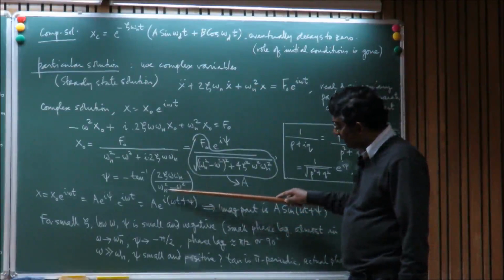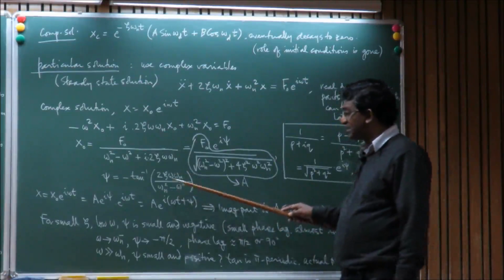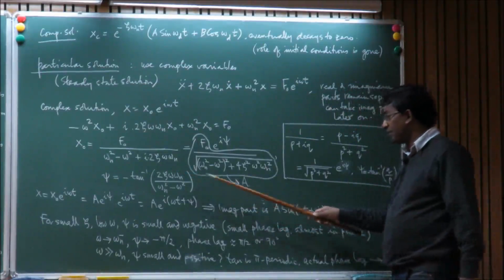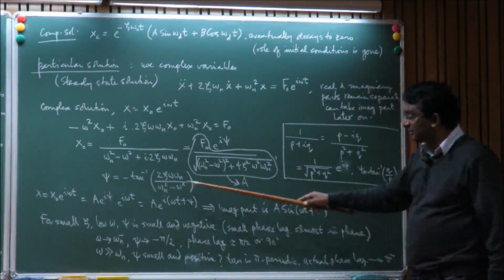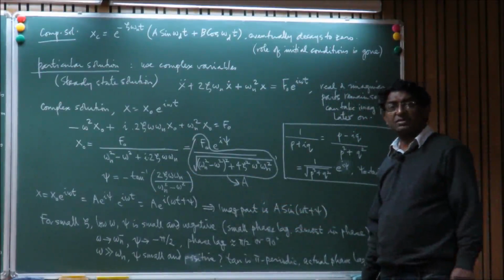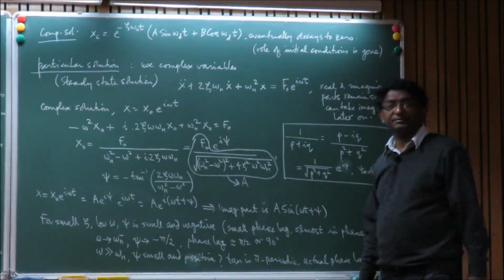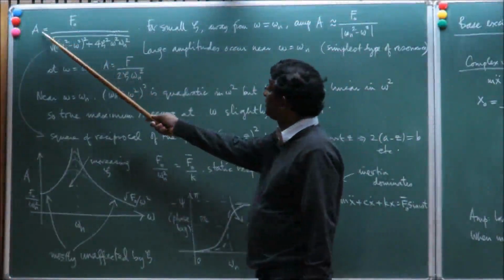At resonance, where omega is equal to omega n, it is exactly pi by 2 out of phase, lagging by pi by 2. And then for much higher frequencies, it is almost exactly out of phase, lagging by a phase that is almost pi. So here's the expression for the amplitude again.